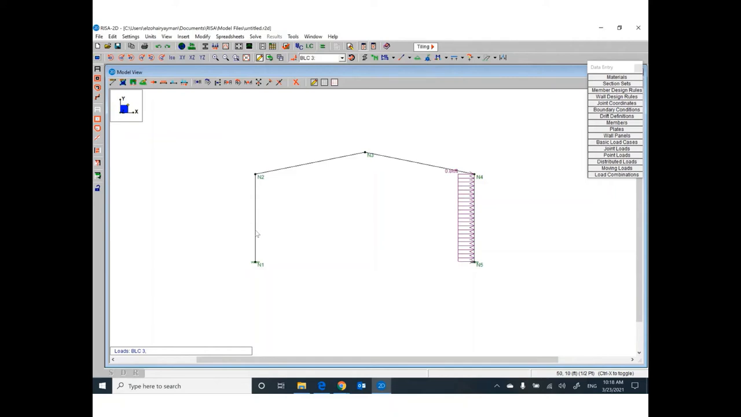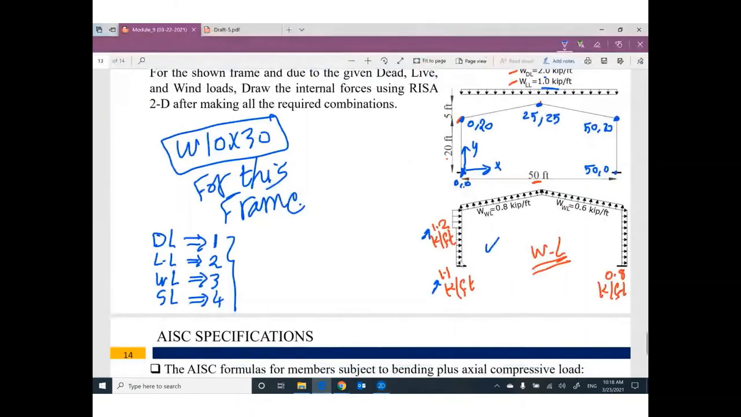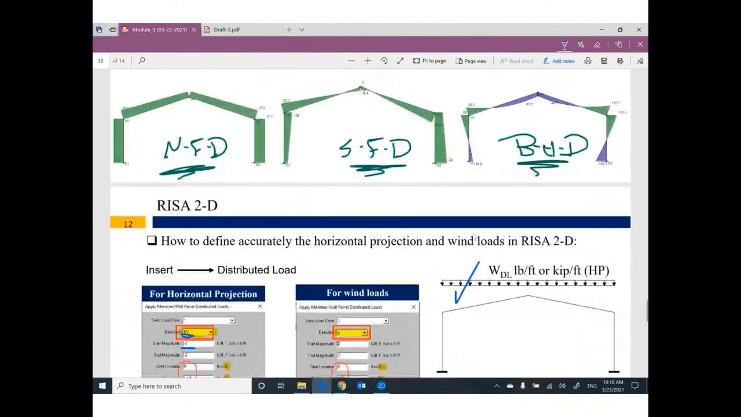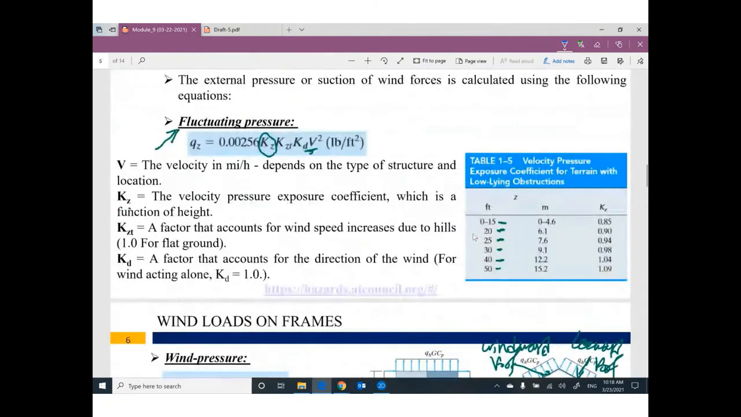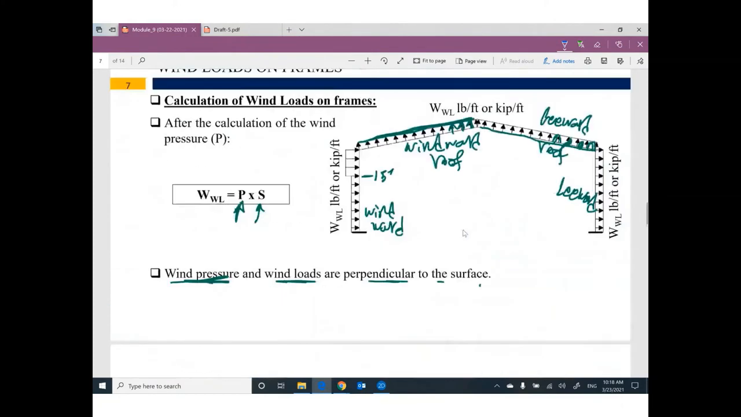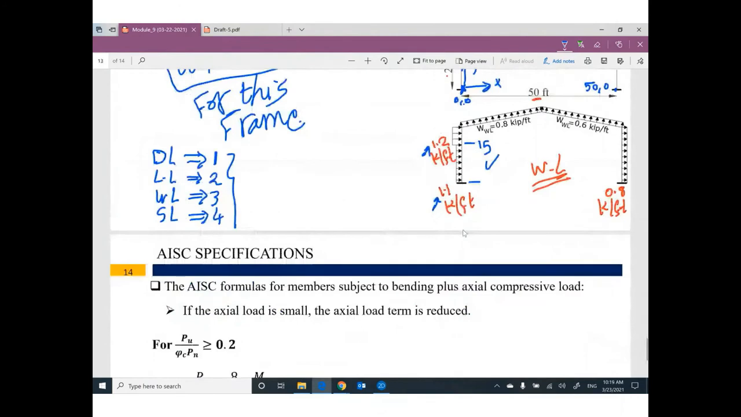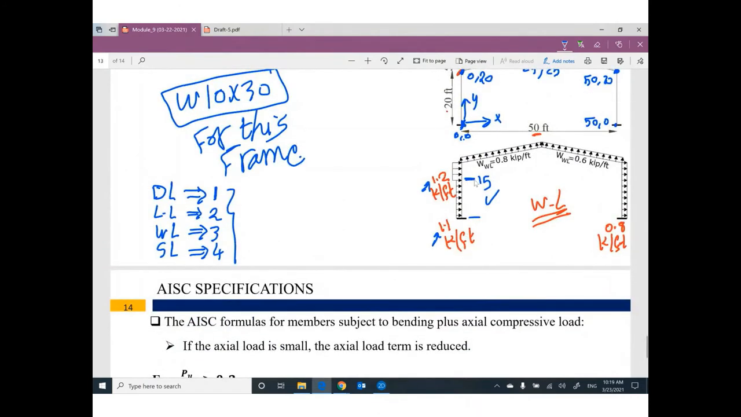For this one, what is the value? 1.1 from 0 to 15. I believe this elevation will be 15. And you know why? Because KZ will be constant from 0 to 15. After 15, it will change and increase. So I expect the first constant value will be at elevation 15. That makes sense. And the second elevation at 20.